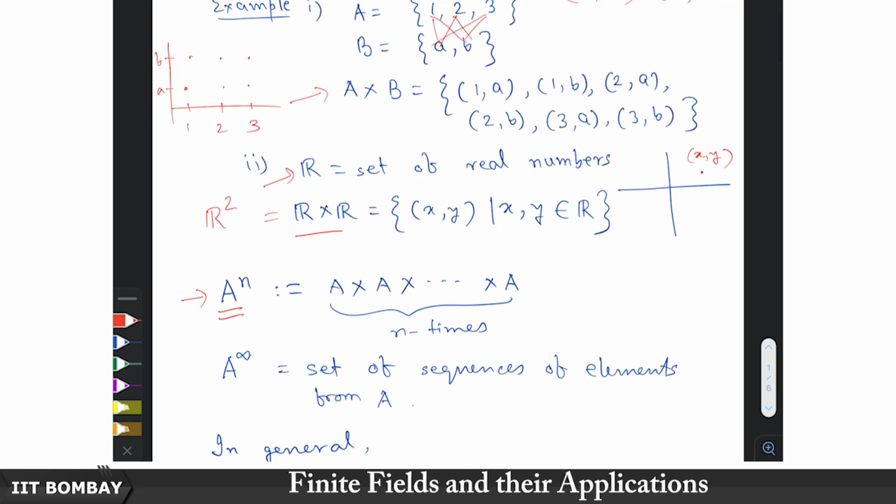Now, this definition can further be generalized to A infinity. Here we have taken elements that are n-tuples, like x1, x2 up to xn, but you can also take infinite length sequences x1, x2, dot dot dot. Then the set of such elements is denoted by A infinity, right. This is the set of all sequences of elements from A.